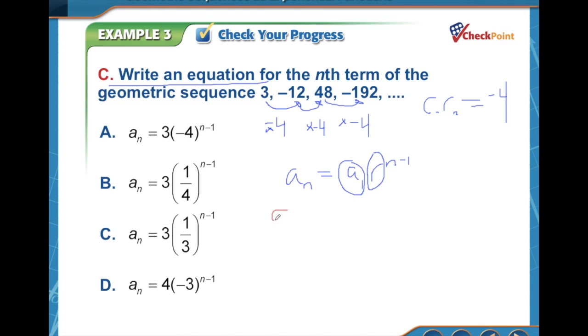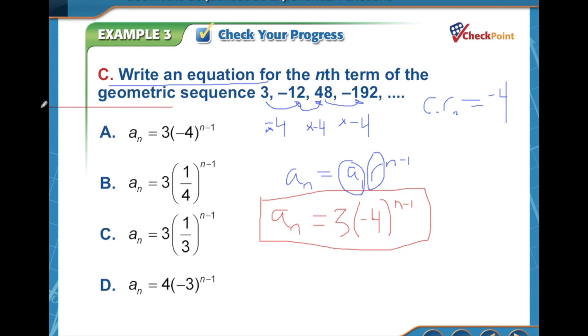So it would look like this. A sub n will be equal to, our first term is 3. Our ratio, we said, was negative 4. So I'm going to put parentheses around it. And then our power stays the same, n minus 1. So this represents our equation to help us find any future terms we want for this multiplying sequence, this geometric sequence. So let's look at the options.